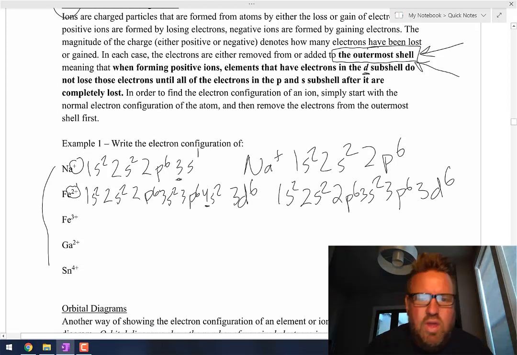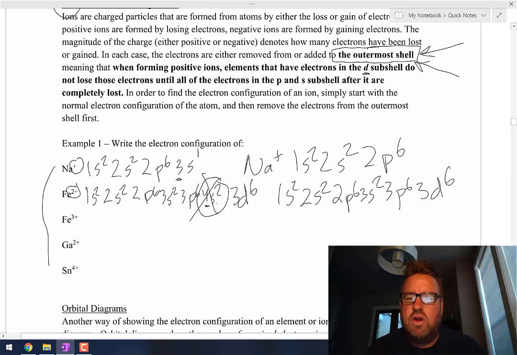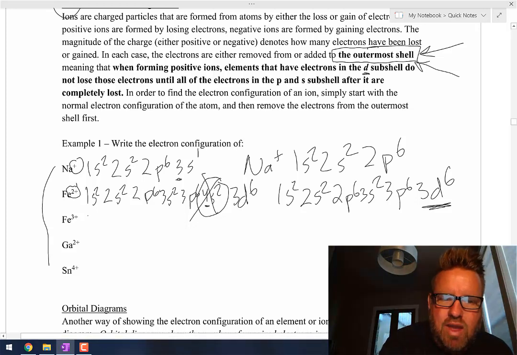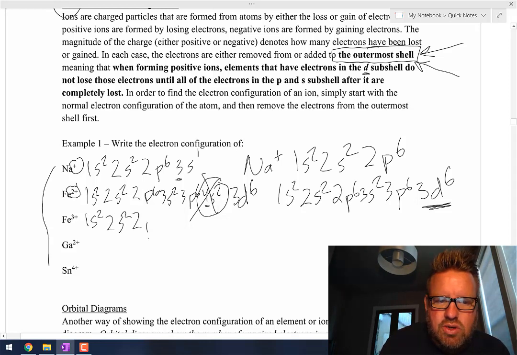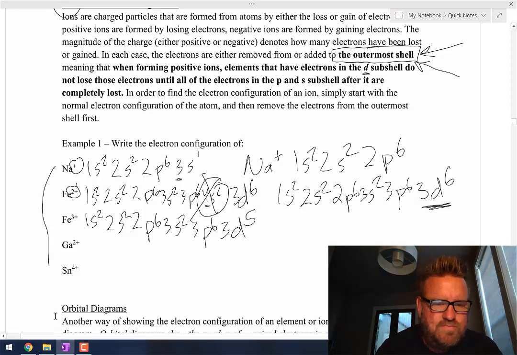With iron with a +3 charge though, we lost two electrons, and now those two are completely gone. Now you start taking them away from the third shell. Which one do you take them away from? You just take them away from the very last one. Once that outermost valence shell is gone, you just start taking them away from that last third shell. So it'd be 1s2, 2s2, 2p6, 3s2, 3p6, 3d5 would be the correct electron configuration.